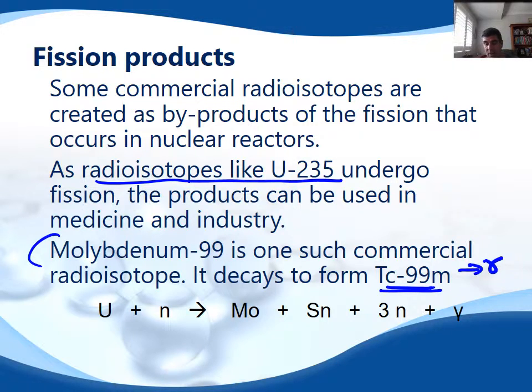It's produced when uranium-235 is bombarded with a neutron, but that neutron causes the uranium to split, to undergo fission. Molybdenum-99 is one of the very important products, and in addition to that will be tin-134, and also 3 neutrons. There is an amount of energy that's associated with this particular process, and that's released as gamma radiation.